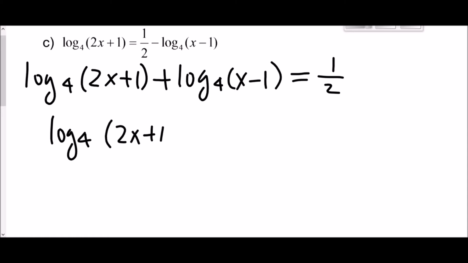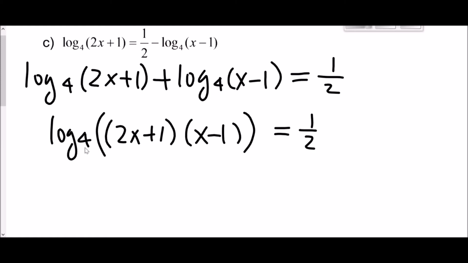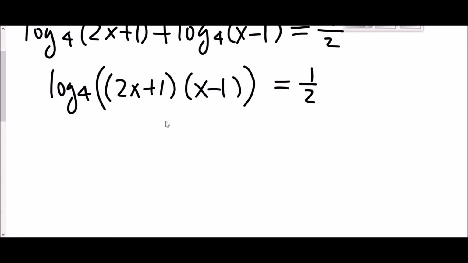This times this. Well, to avoid confusion, put another pair of brackets around so that we know the log base 4 applies to both. Anyway, so now convert this into the exponential form, i.e. get rid of the log.